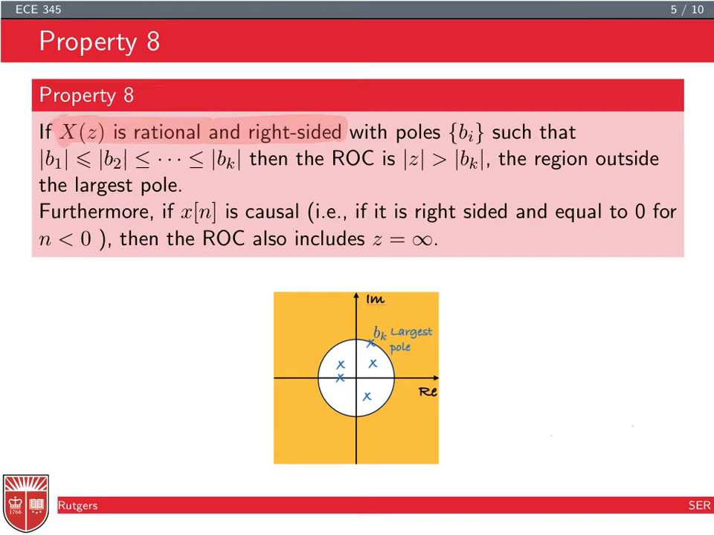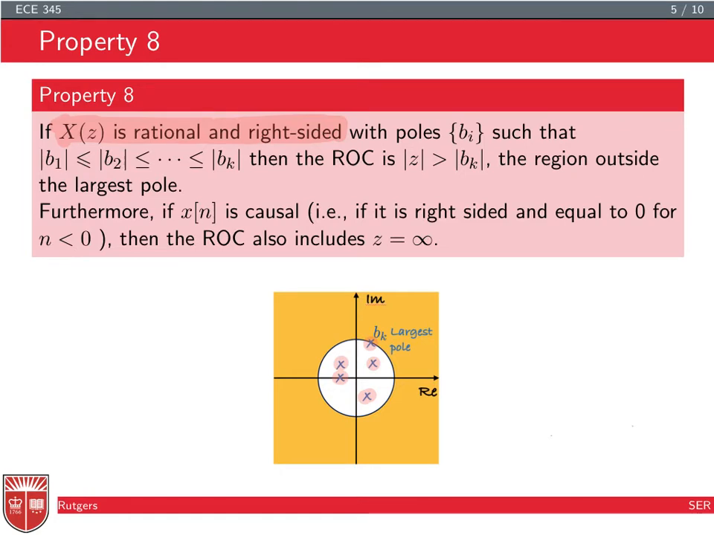So this property is true if the signal is right-sided and rational. Then to find the ROC, all you have to do is plot the poles, like I do here in the figure. So plot the z-plane, and on the z-plane, just write down the poles. And then this property says that the ROC is going to be the exterior of the circle that contains the largest pole. So as you can see in the figure here.